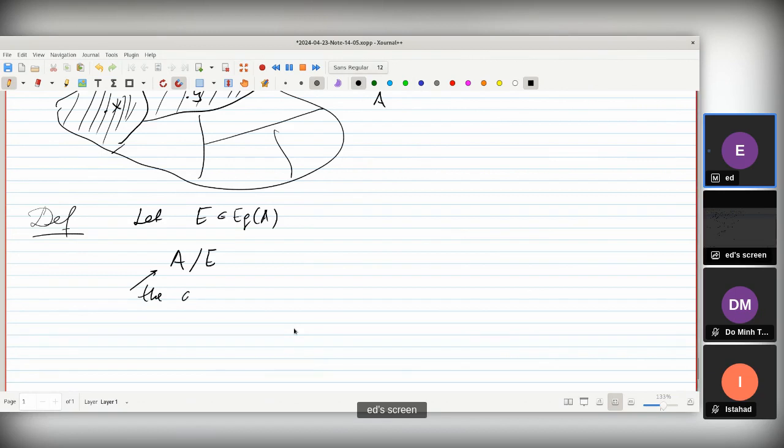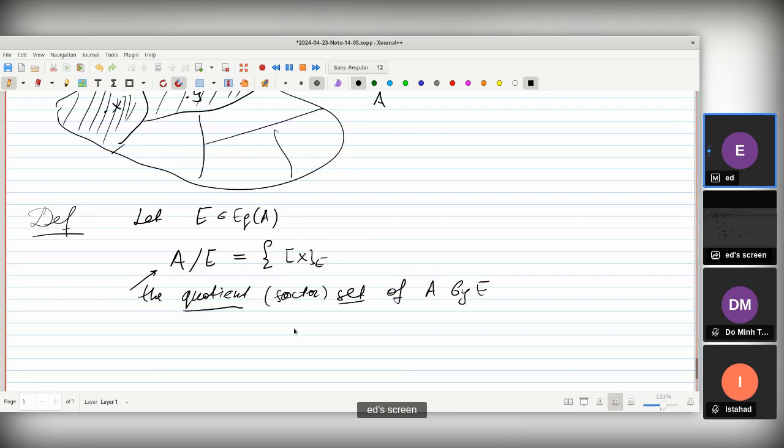It is known as the quotient or factor of A by E. What is that? Simply put, it is just the set of all equivalence classes. Every equivalence class, by the way, is a subset of A. The set of all equivalence classes.